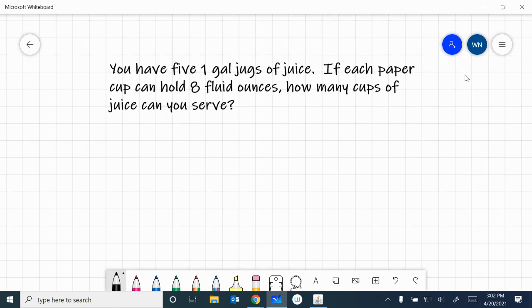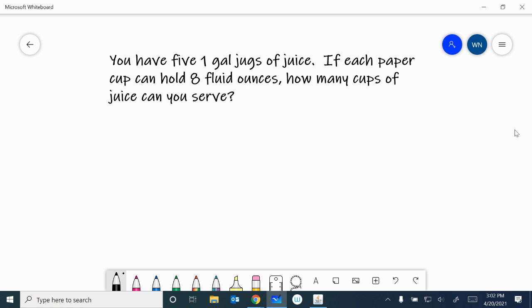Let's look at the last one we're going to do all together. You have 5 1-gallon jugs of juice. If each paper cup can hold 8 fluid ounces, how many cups of juice can you serve? So for this one, I would think about 8 fluid ounces, and I would wonder how many ounces are in a gallon. We know that 8 fluid ounces equals 1 cup. And we know that there are 16 cups in 1 gallon.